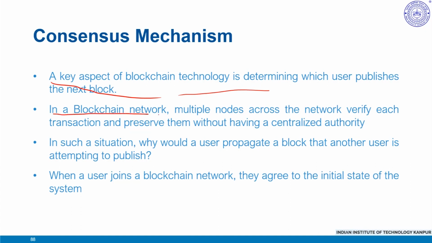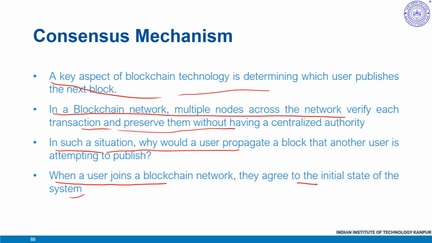So in a blockchain network, multiple nodes across the network verify each transaction and preserve them without a centralized authority. This verification and insertion of transactions are achieved through a distributed cryptographic mechanism called a consensus protocol. Now, given the situation we described, why would a user propagate a block that another user is attempting to publish? Also, who resolves conflicts when multiple nodes publish a block at approximately the same time? To make this kind of setup work, blockchain technologies use consensus models to enable a group of mutually distrusting users to work together. Here, when a user joins a blockchain network, they agree to some initial state of the system.